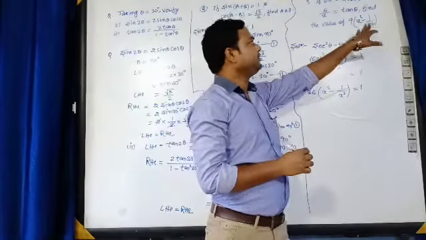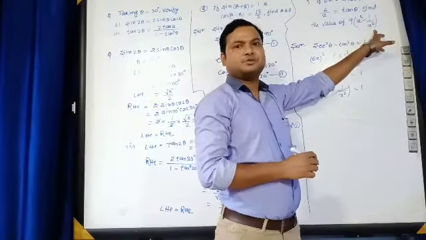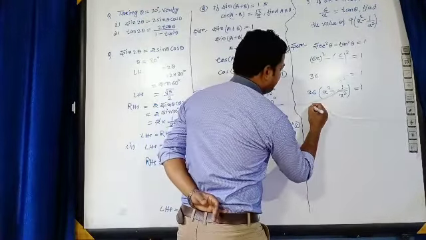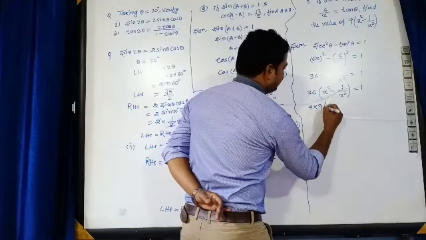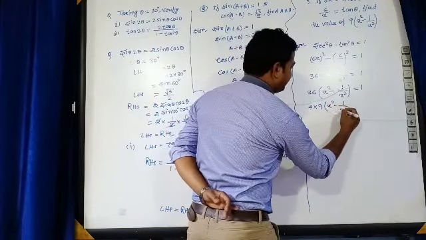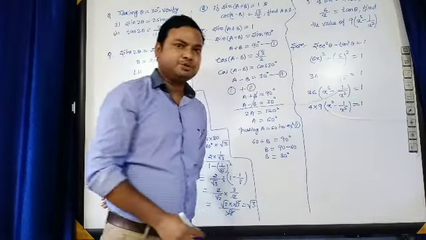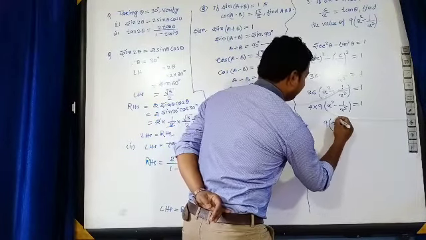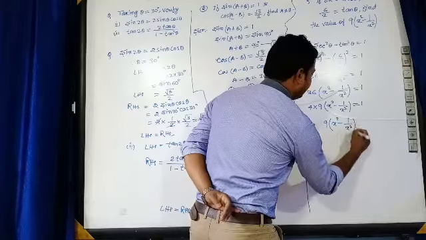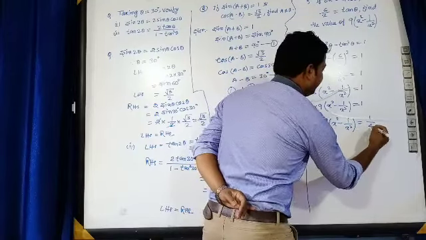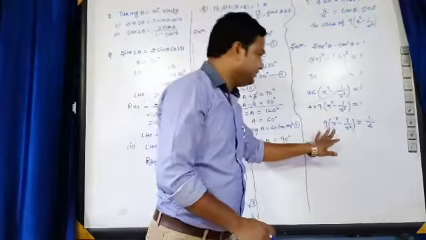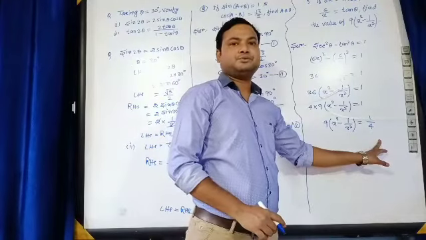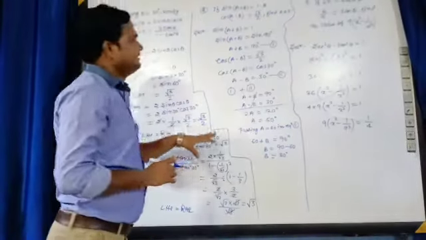Now look here, but to find 9 into (x square minus 1 by x square), we have to find the value of 9 (x square minus 1 by x square). 36 should be written as 4 into 9, so x square minus 1 by x square is equal to 1 by 36. So now 9 into (x square minus 1 by x square) is equal to 1 by 4.